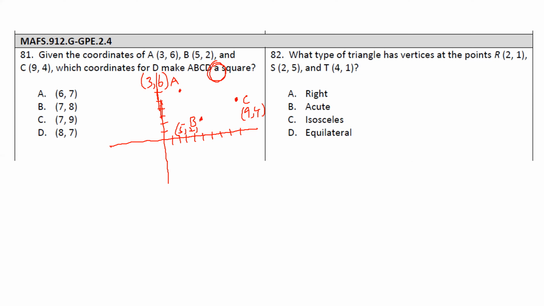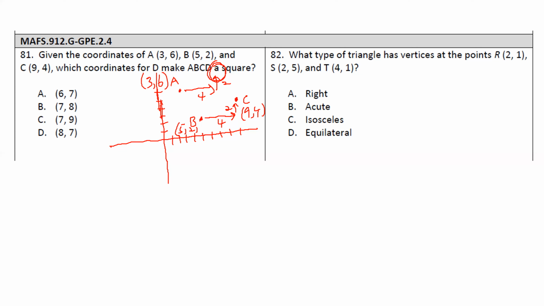Now, we can do this a couple different ways. Easiest thing to do, we can look at B and C and see, to go from B to C, how many units did I go over and how many units did I go up? Well, from 5 to 9, I went over 4 units. From 2 to 4, I went up 2 units. So now I follow that same pattern to get from A to D. Increase 4 for my X, increase 2 for my Y.